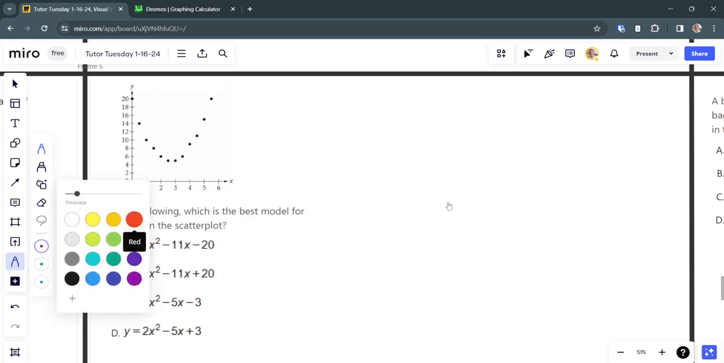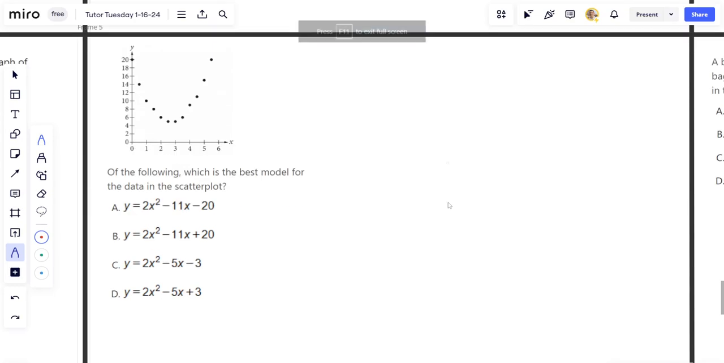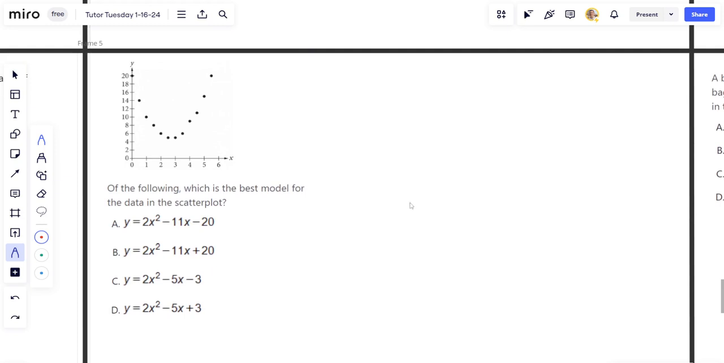Okay, so this type of problem is a statistics type problem, scatter plot. We're asked to find what is the best model for the data in the scatter plot. And there's a few key things we can look for here. One of them is if the equation is quadratic. Looks like all of them are, so we don't really have much to go off there. Other thing is to look at things like the leading coefficients and the y-intercept. Like here, I noticed that the y-intercept equals 20 for this graph.